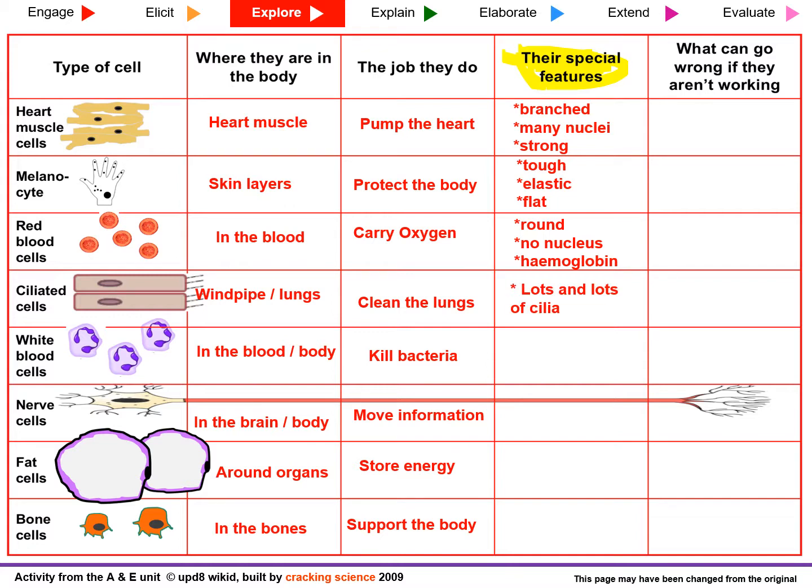Ciliated cells have lots and lots of cilia, that's why we call them ciliated cells. White blood cells have really large nucleus. They're pretty flexible membranes so that they can wrap themselves around bacteria and just kind of eat the bacteria that's in your body.